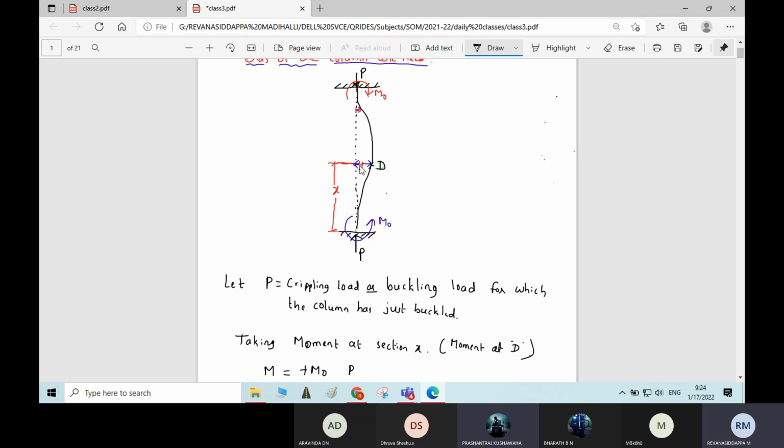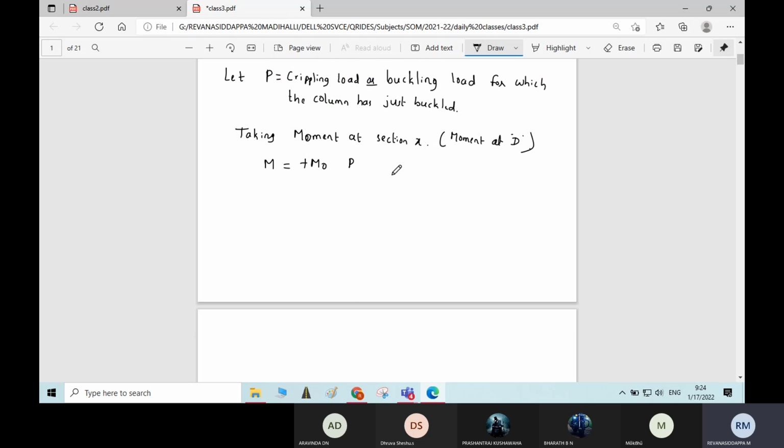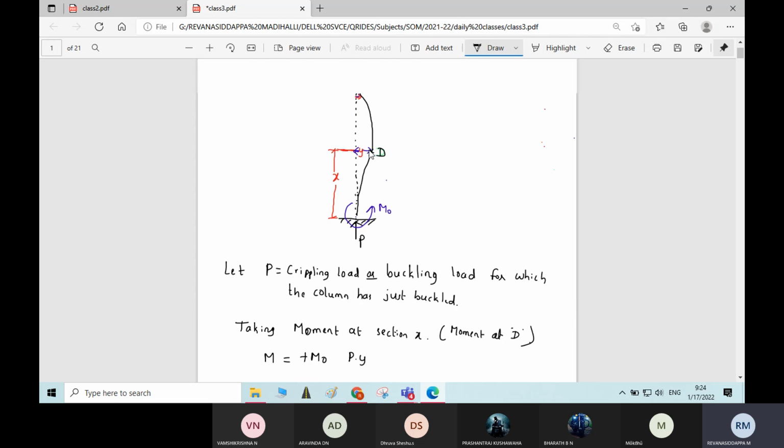Why, sir? It's very simple, no? This is the perpendicular distance of point D from line of action of force P. See, this is the line of action of force P. Here we have the point D. So, y is the perpendicular distance of point D from line of action of force P. Okay. What about the sign? P into y. Plus or minus it is?